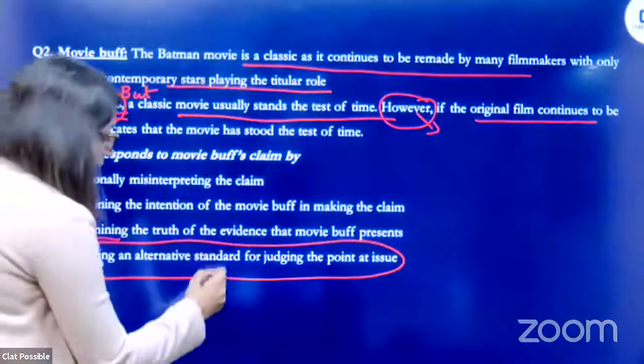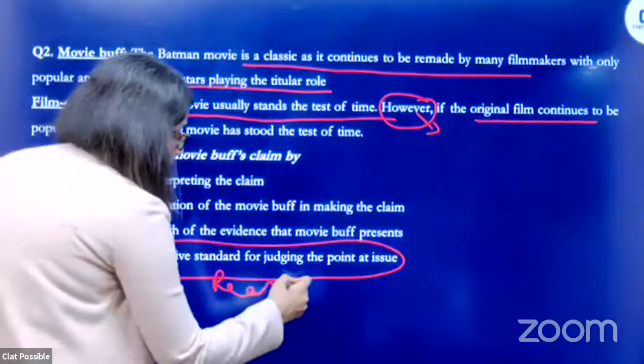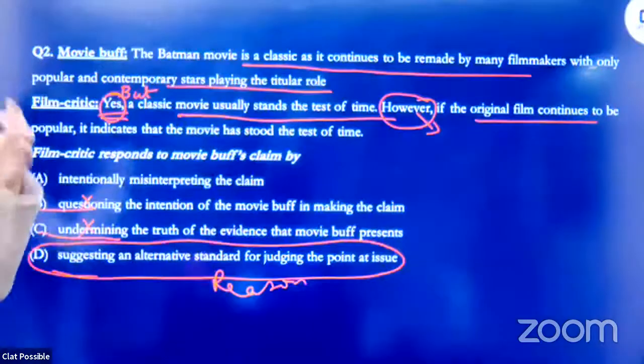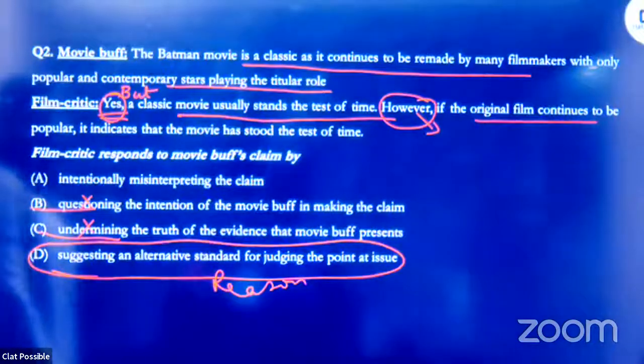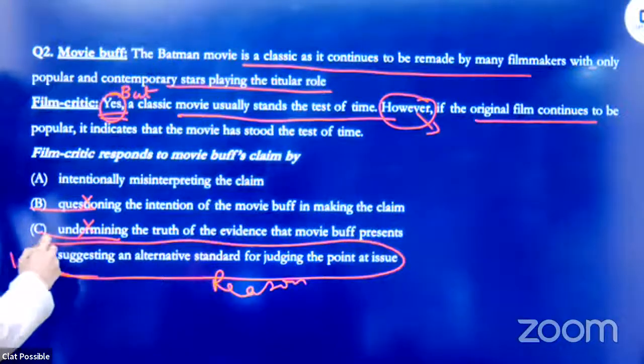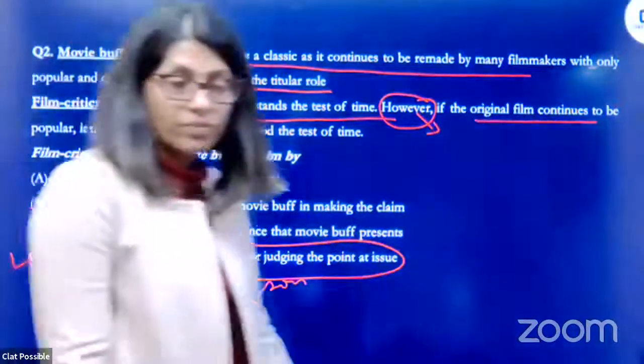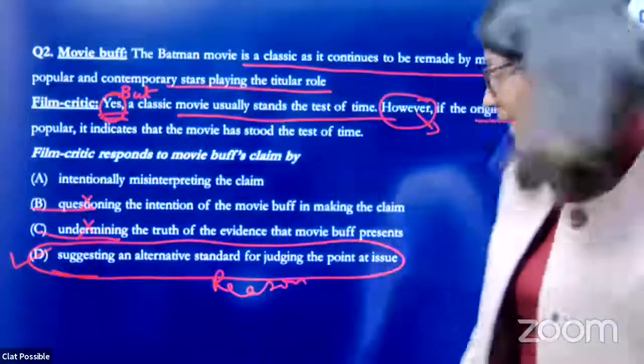This D is saying reason. Standard of judging means the difference is only in the reason. So the answer will be option D. Right?